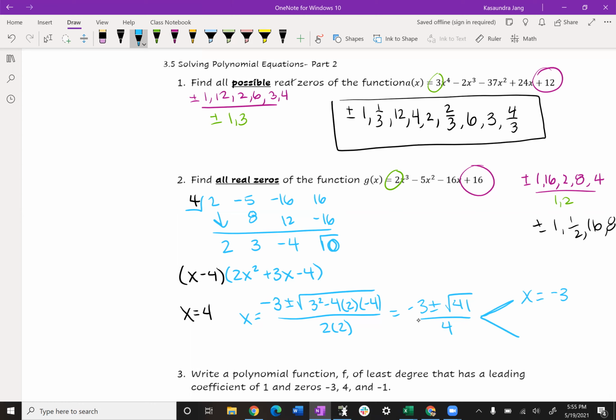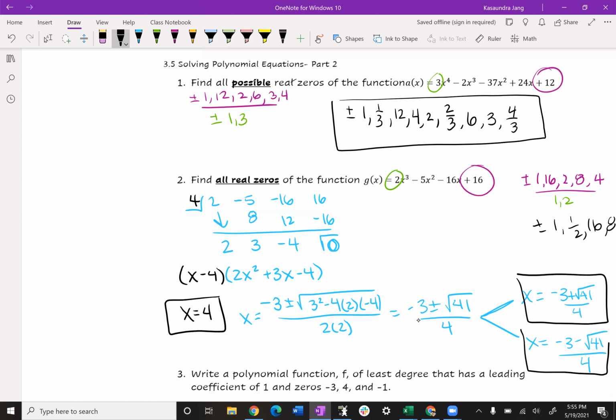Negative 3 plus the root 41 over 4. And x equals the negative 3 minus, there's my plus or minus, on the root 41 all over 4. Okay, so solutions. I've got 1, 2, 3 solutions. Okay, find all real zeros. Those are my 3 real zeros.